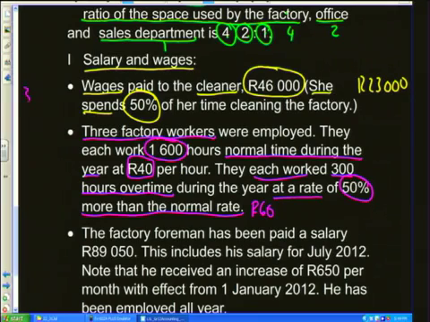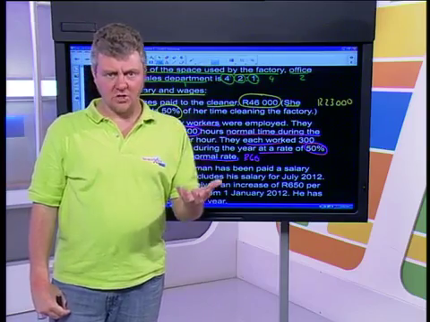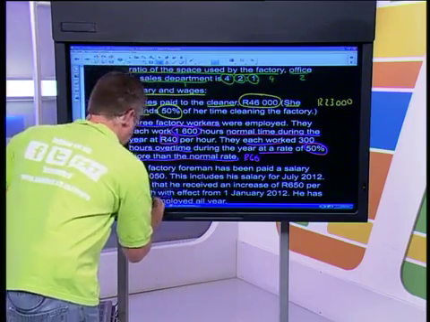There are 3 factory workers employed, and each of them has worked 1,600 hours at 40 Rand per hour. So they're getting 1,600 hours times 40 Rand per hour, and all 3 workers have also worked at 60 Rand per hour for another 300 hours. If we do this little sum that I've written on the left-hand side here, we're going to get the wages of those workers. So let's do it quickly.